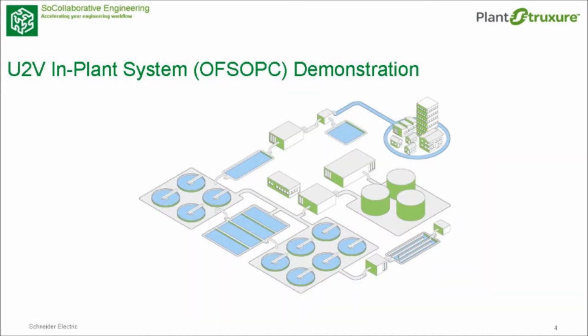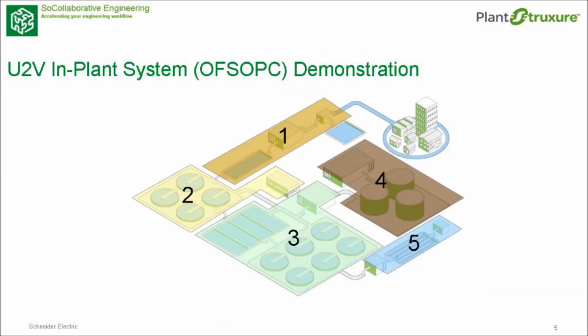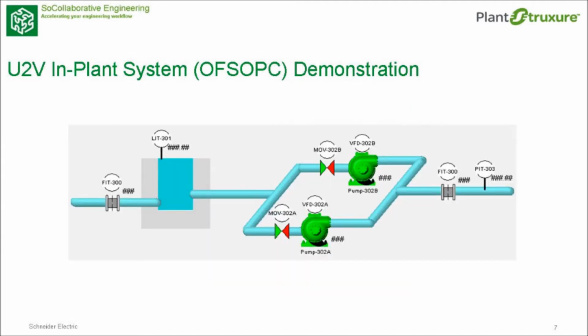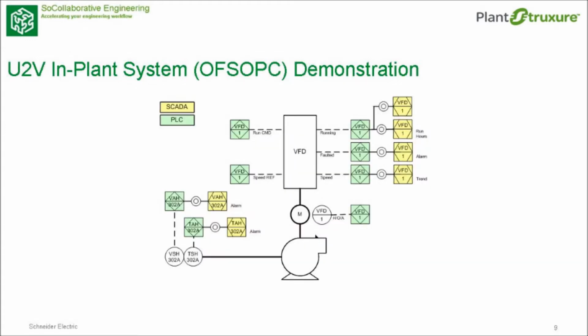Imagine there is a plant, and this plant can be broken into 5 areas, each with its own Modicon PLC. This demonstration will focus on Area 3. Part of the process in Area 3 contains this equipment. For this demonstration, I will create the motor-operated valve and the VFD-operated pump. The pump control will be based on these requirements.